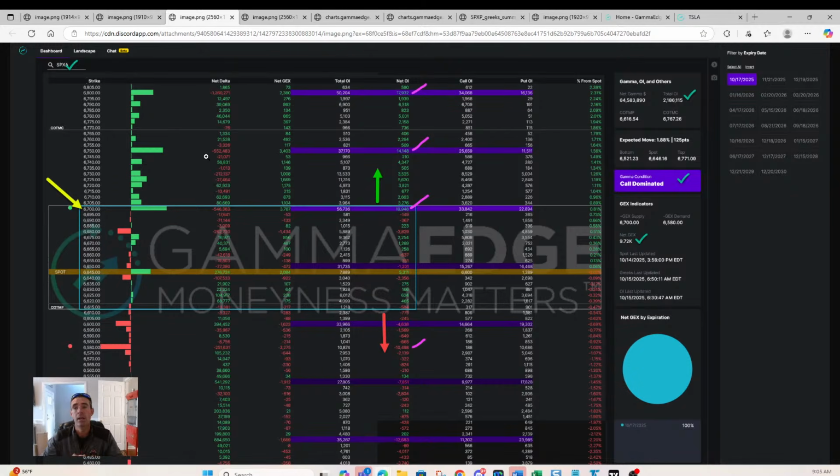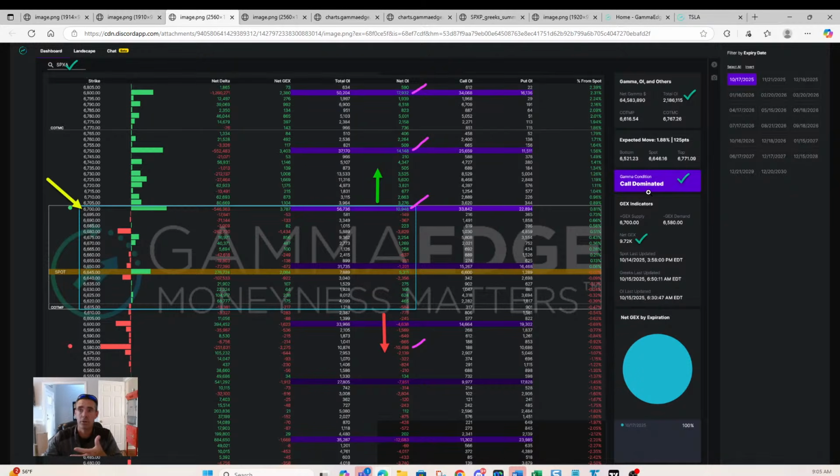The SPXA is your cruise ships. These are institutions and larger market participants that are basically steering the overall structure. And then we have the SPXP, which is our speedboats, and those determine your intraday price action and structure. 0DT would be included in that.